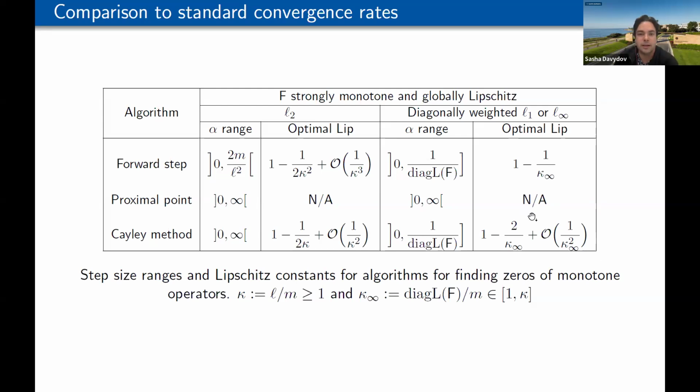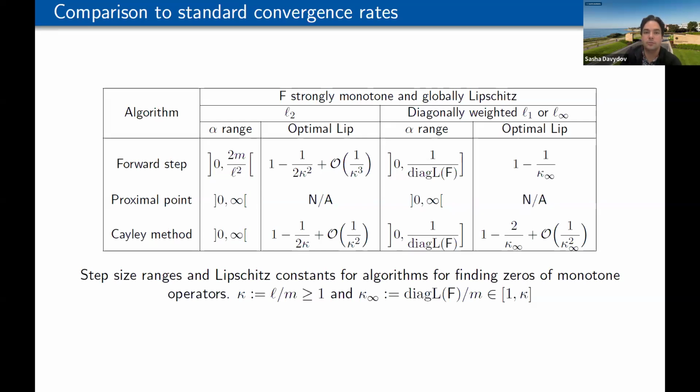And what you can see is that these optimal Lipschitz constants are in general smaller than the corresponding estimates that you get if you were monotone with respect to an L2 norm. It's a little bit complicated to make a direct comparison because monotonicity coefficients and Lipschitz constants do depend on the norm. But in general, if you can establish that you're monotone with respect to diagonally weighted L1 or L infinity, you may be able to take larger ranges of step sizes for your iterations. The Cayley method, which I didn't introduce, is simply iterating the reflected resolvent.